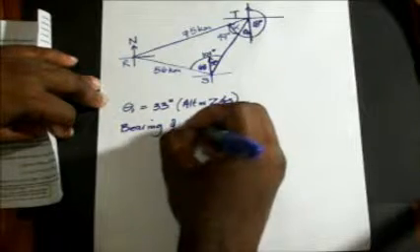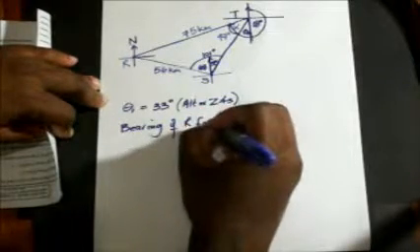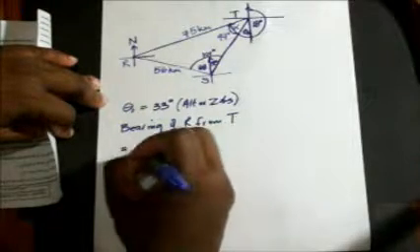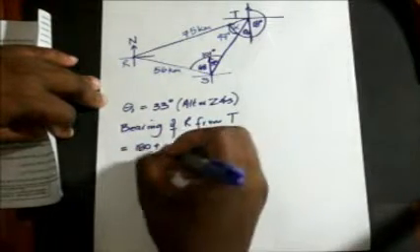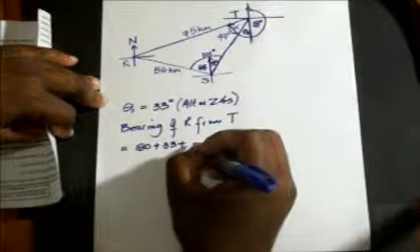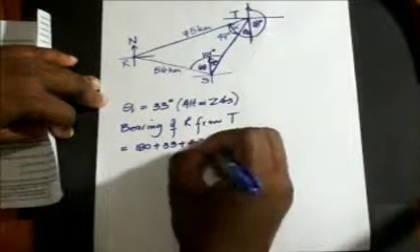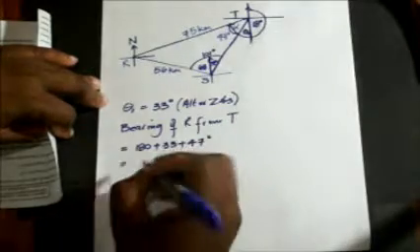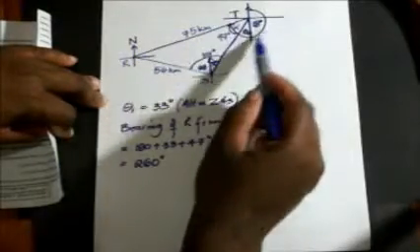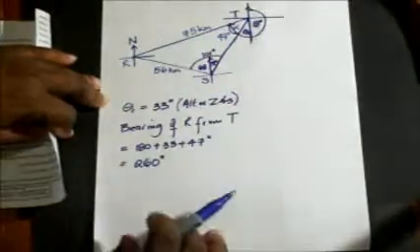So now it means that the bearing of R from T is equal to 180 plus theta 1, which is 33 degrees, plus the 47 degrees. Ladies and gentlemen, the bearing is equal to 260 degrees. So the bearing of R from T, this entire angle here, is 260 degrees.